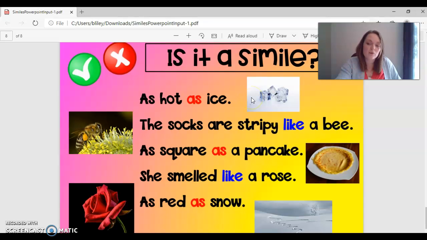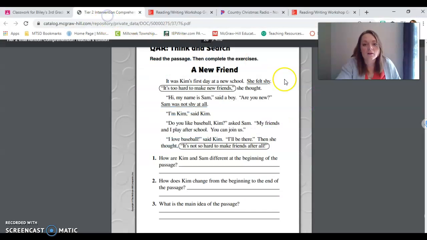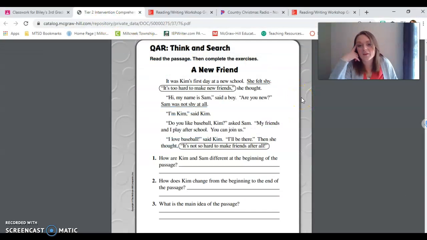We are going to jump to reading comprehension. Let me just exit out of this. Mrs. Bliley's going to read, and then I'm going to talk about the answers and how we can find them. So it says, a new friend. It was Kim's first day at a new school. She felt shy. It's too hard to make new friends, she thought. Hi, my name is Sam, said a boy. Are you new? Sam was not shy at all. I'm Kim, said Kim. Do you like baseball, Kim? Asked Sam. My friends and I play after school. You can join us. I love baseball, said Kim. I'll be there. Then she thought, it's not so hard to make friends after all.